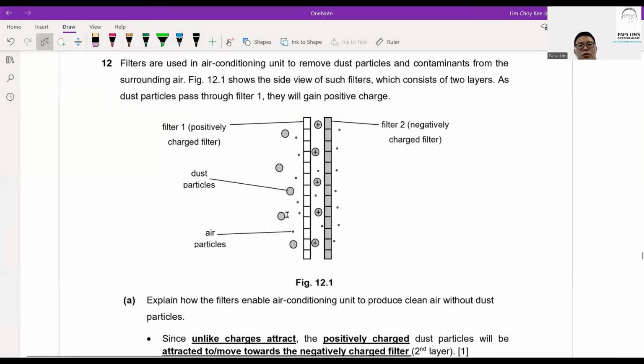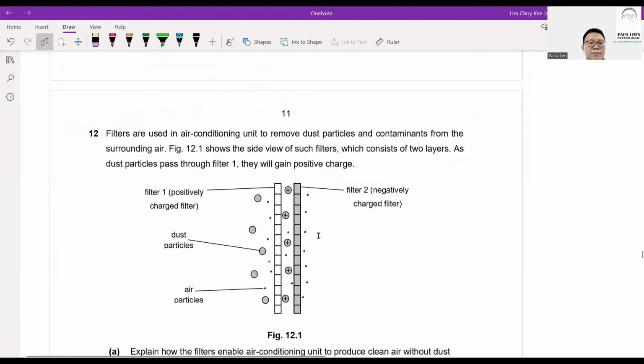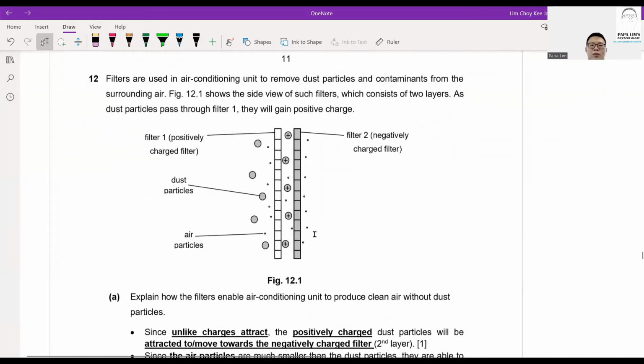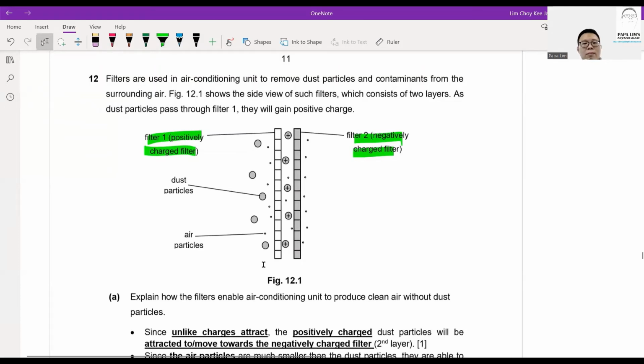Then question 12. Question 12 is about light charge and unlike charge. For this context here, there are two filters based on the question. The question here is, after the dust particle went through the first filter, it then went through a second filter, and what happened after that? Remember there are two filters in context here. So what you have to tell me in your answer is that when the dust particle passes through the first layer of filter, the dust particle actually gets charged. It becomes positively charged.